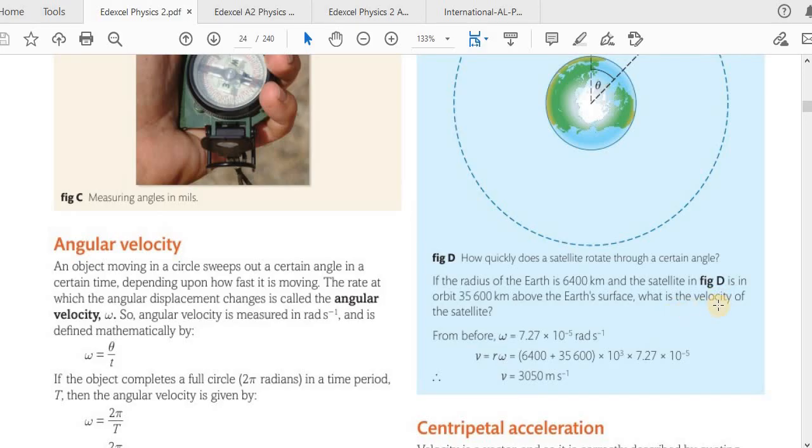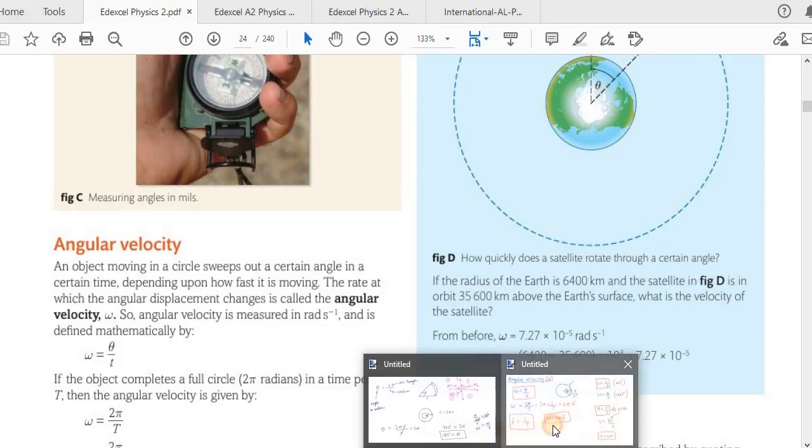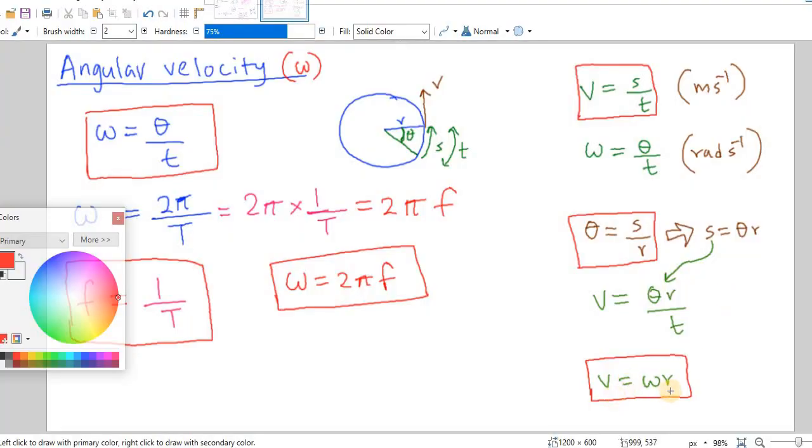Now here it doesn't say angular velocity, so it's just the normal velocity, which we use the symbol v. So we can use the other equation. Now what is that equation? This one, v equals omega r. We found omega. Now we know what r is.